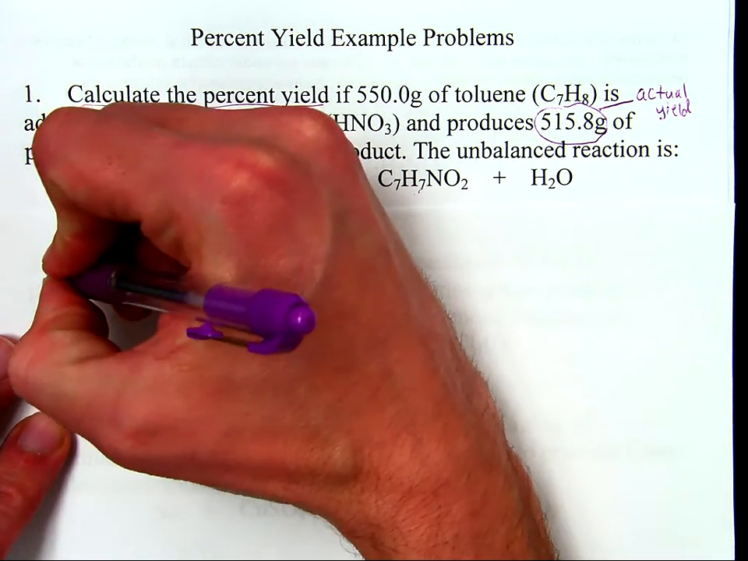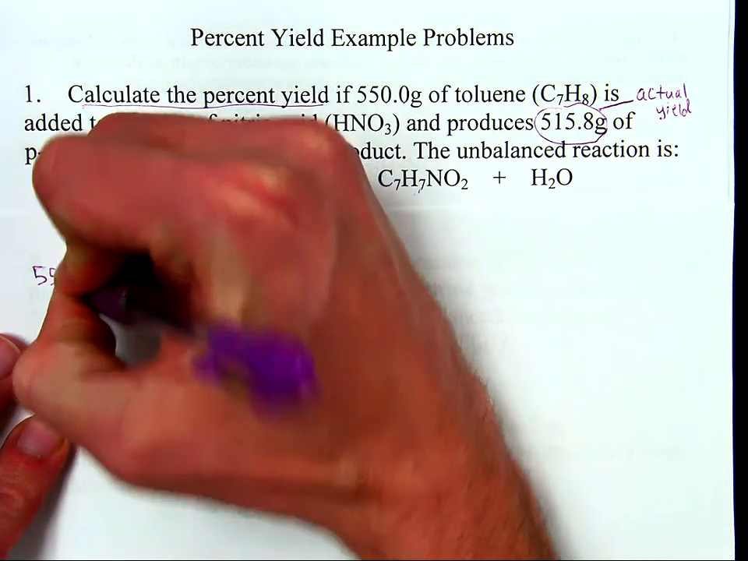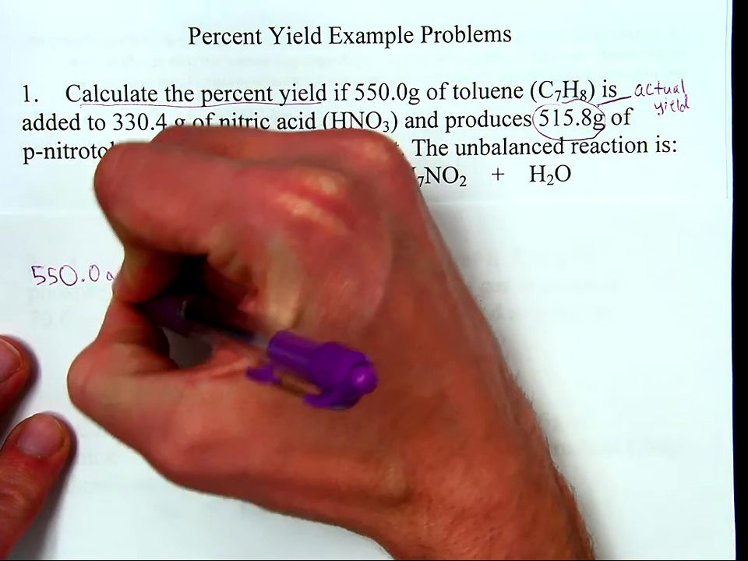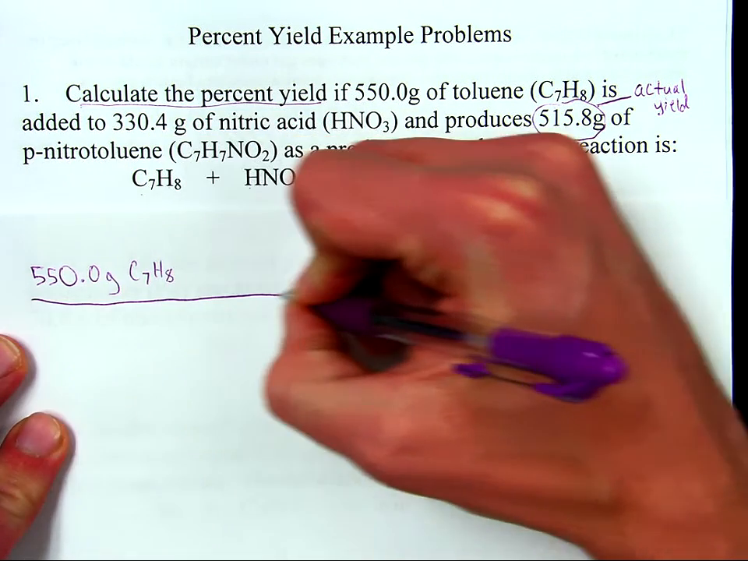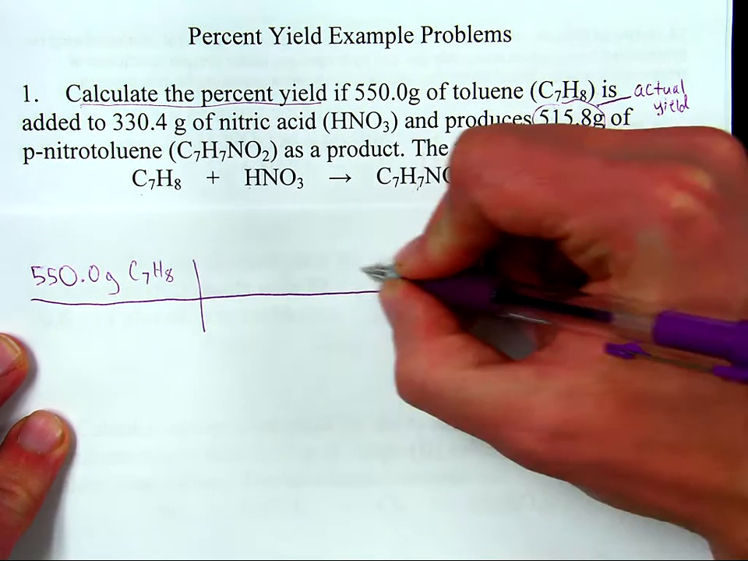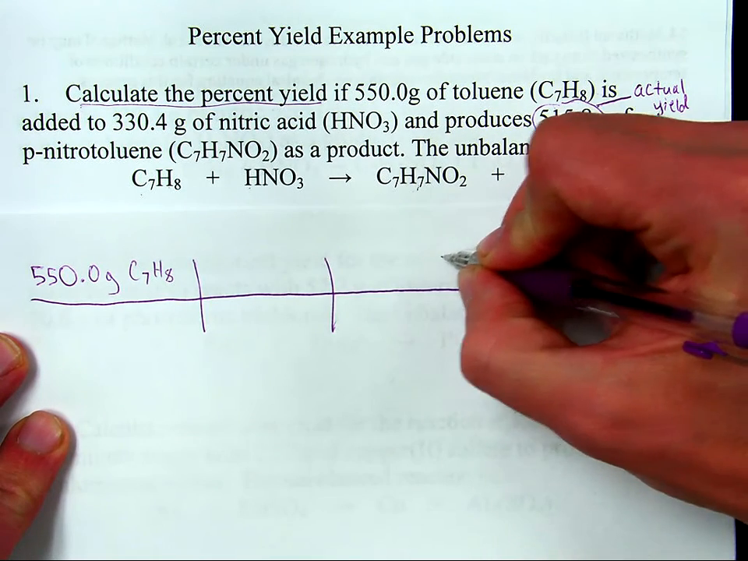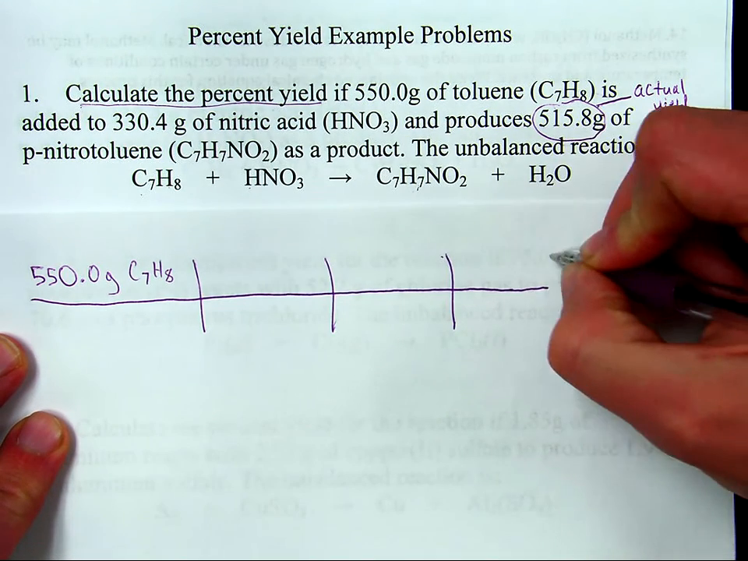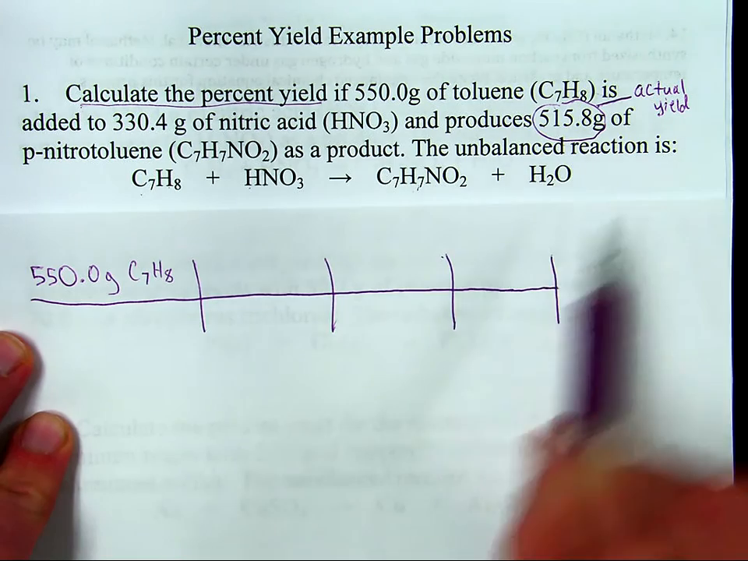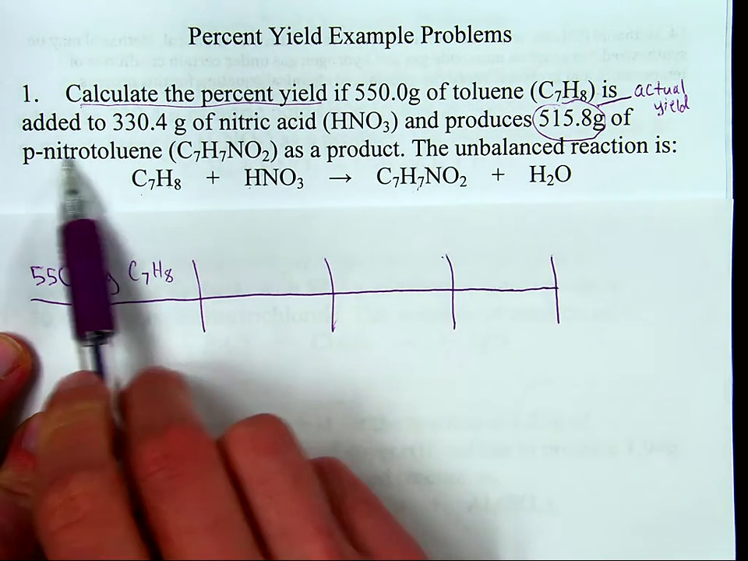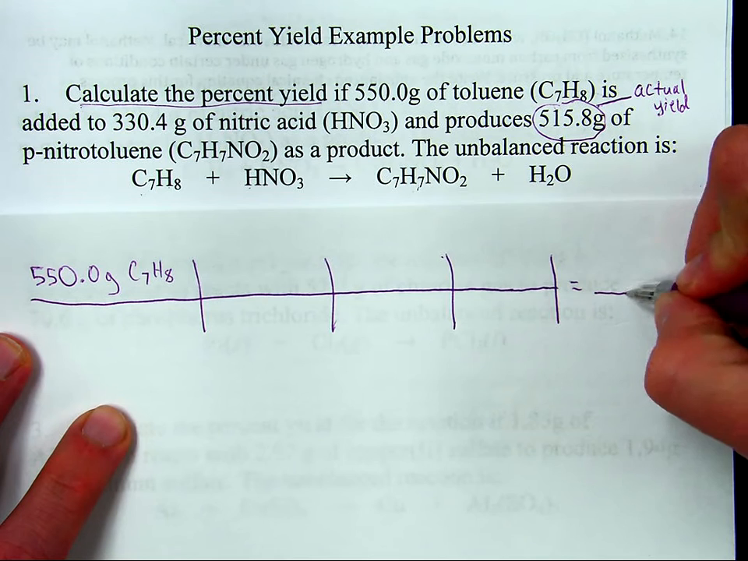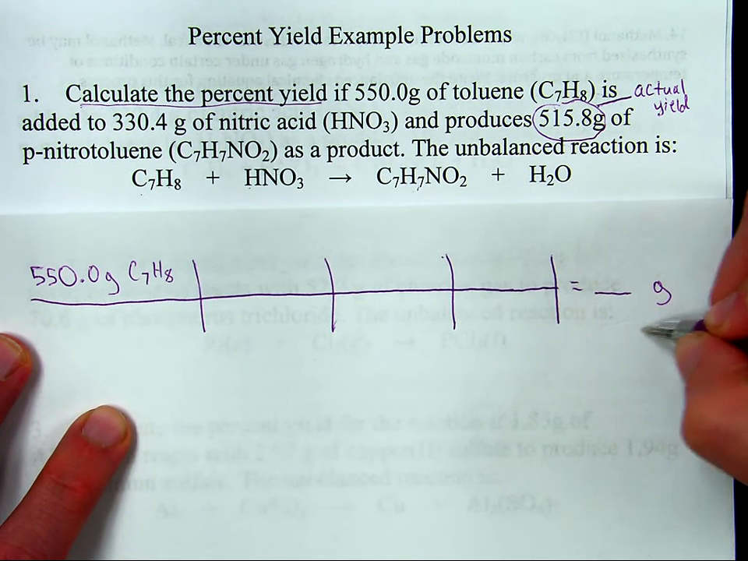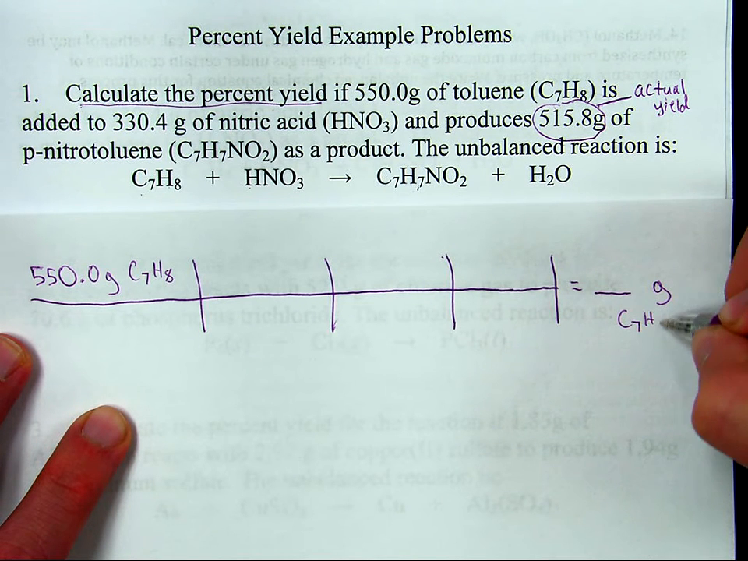550.0 grams of toluene, C7H8. Let's do a calculation with that and see how much product it should make. But wait, which product? Well, let's see. I'm told how much p-nitrotoluene it makes. So that's what I'm going to need to do. I'm going to have to calculate grams of C7H7NO2.